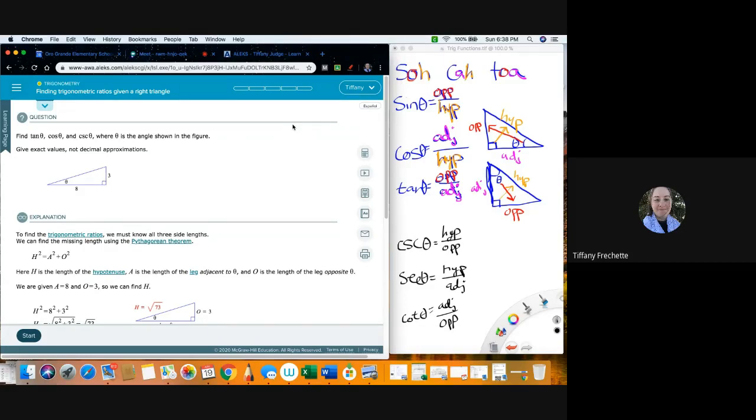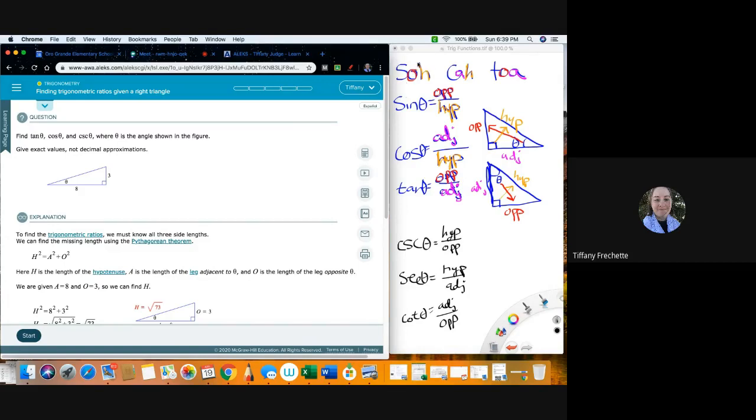Finding trigonometric ratios given a right triangle. All right, so we've been dealing with the three basic trigonometric functions for about a week now. So sine, cosine, and tangent. And I have those nice and colorful over here on my notes page.